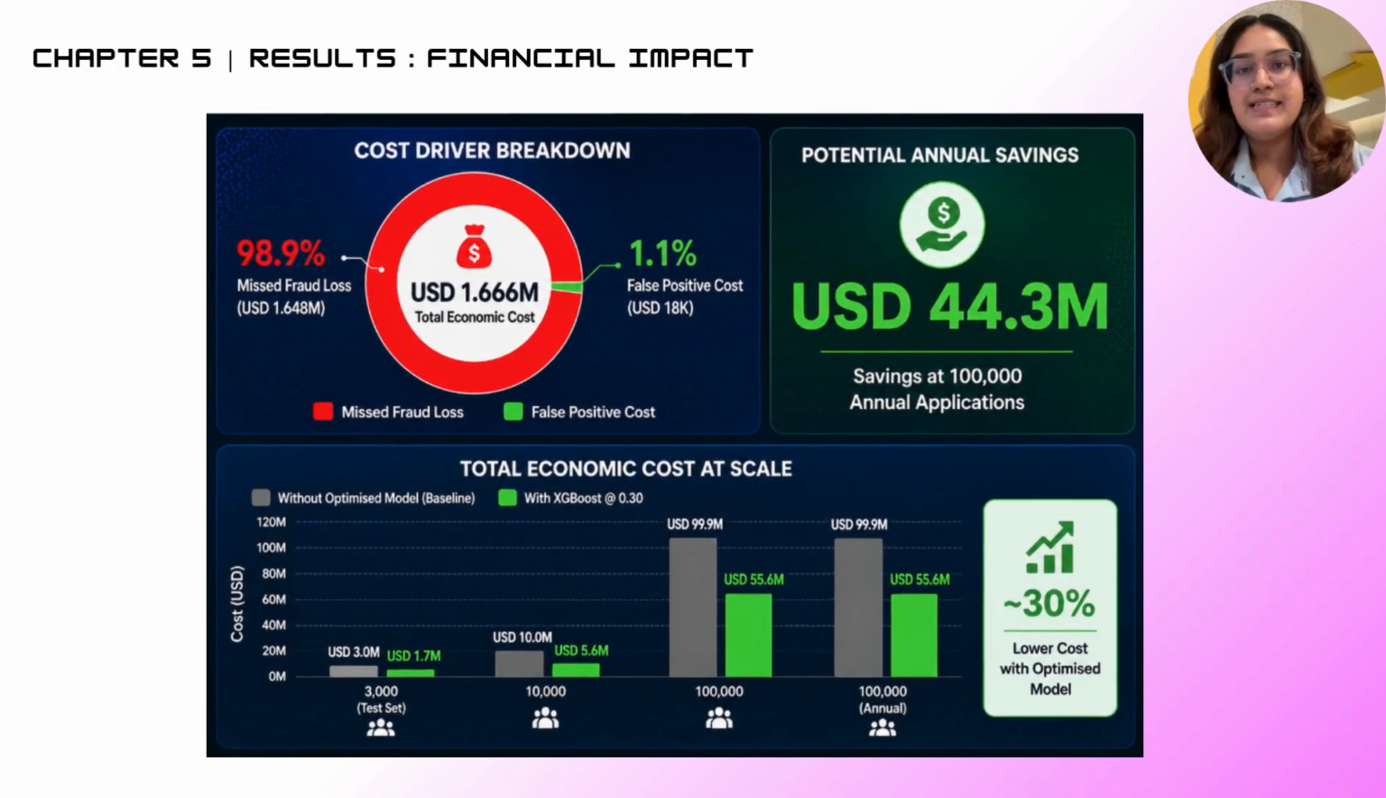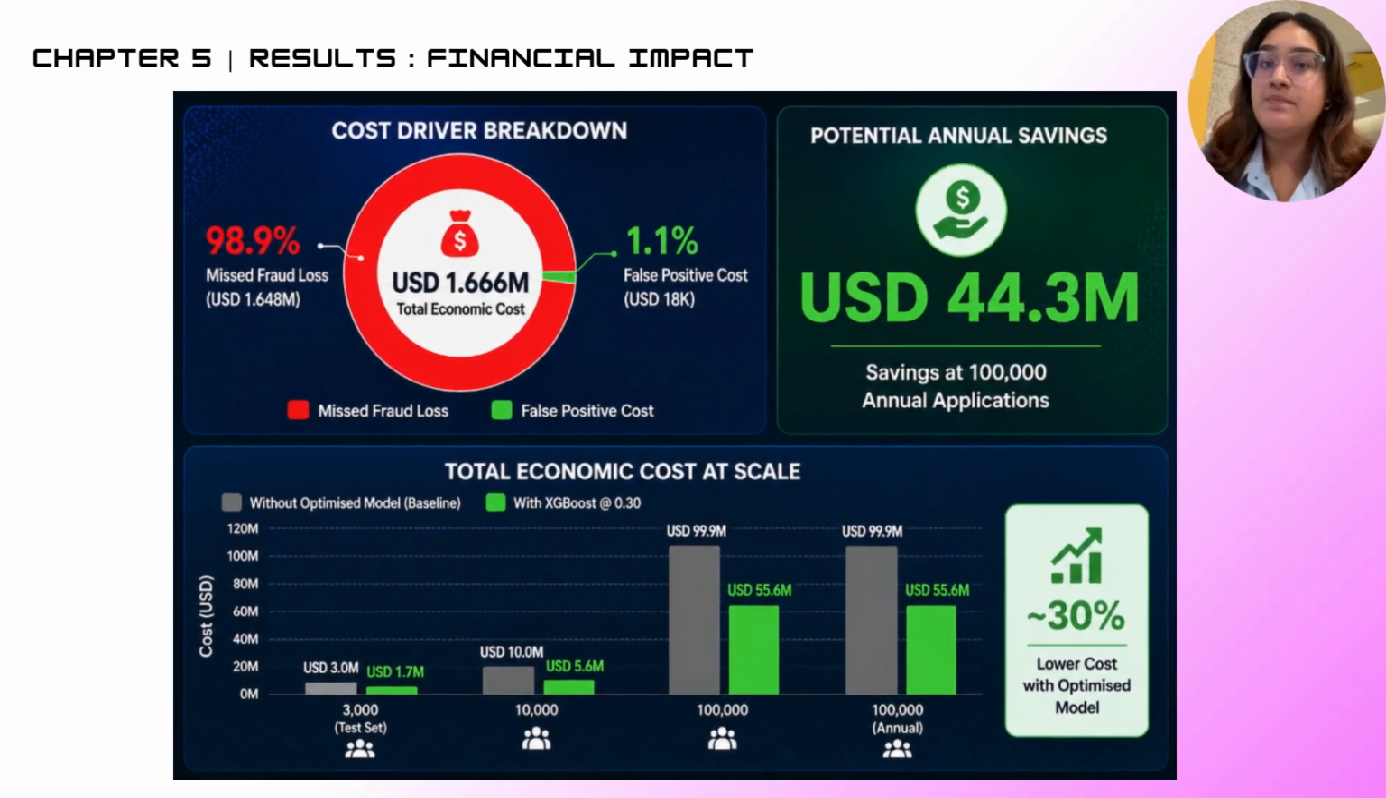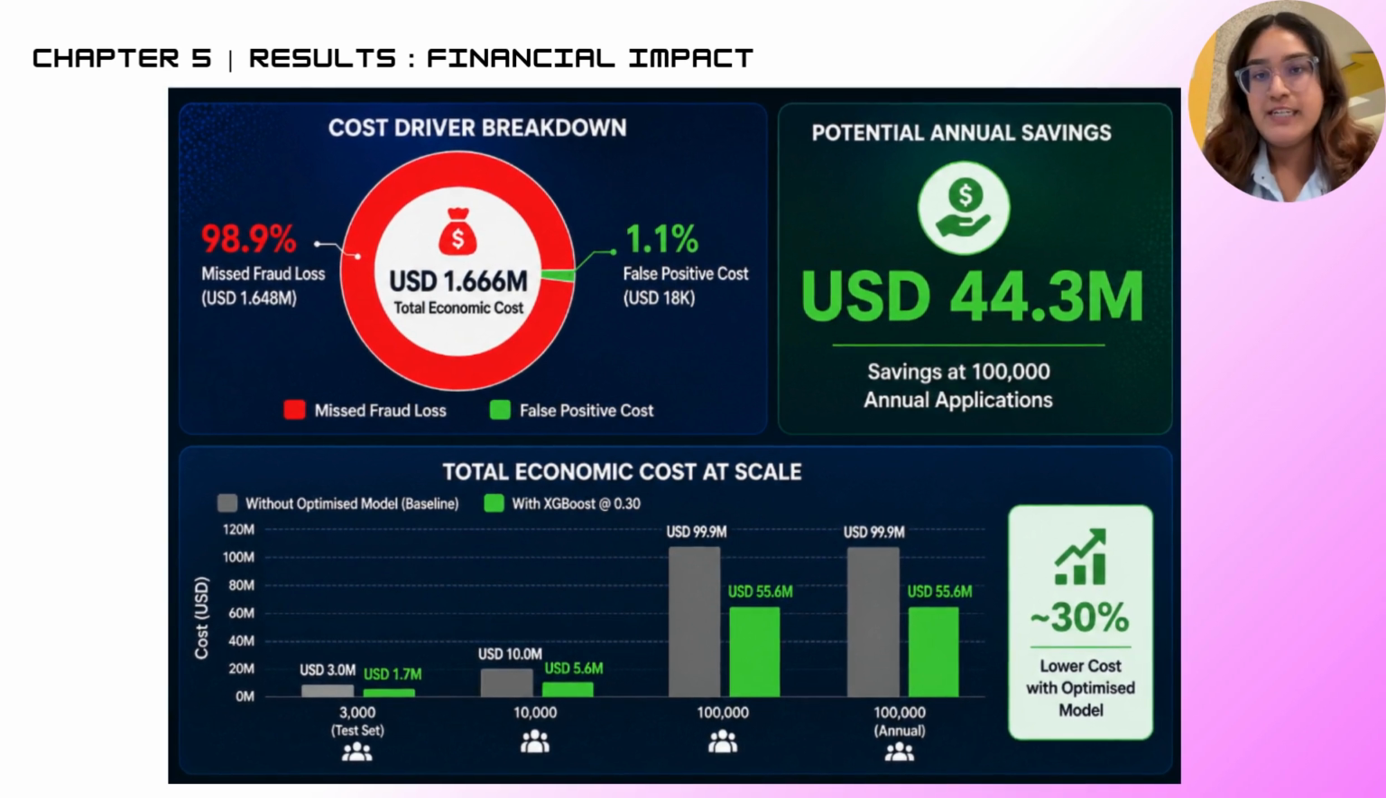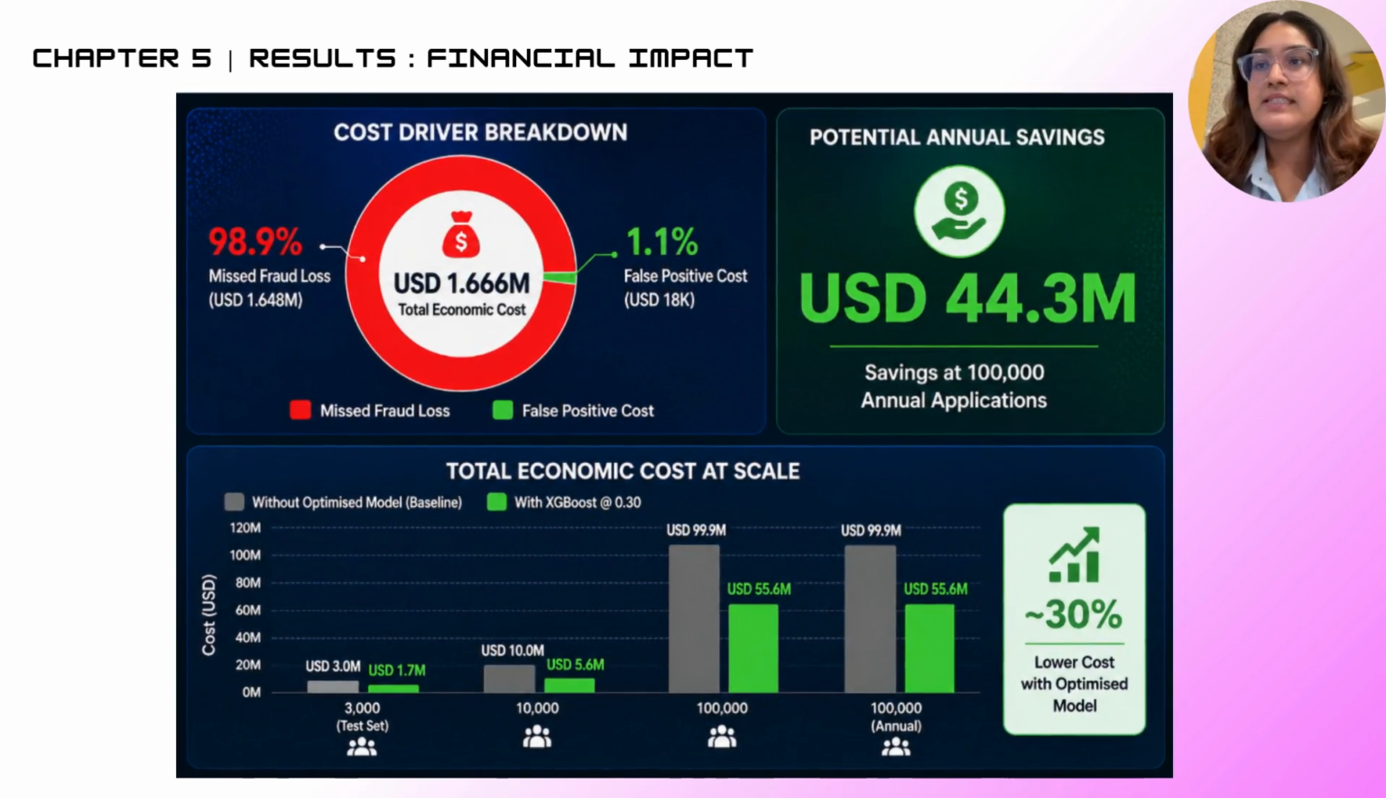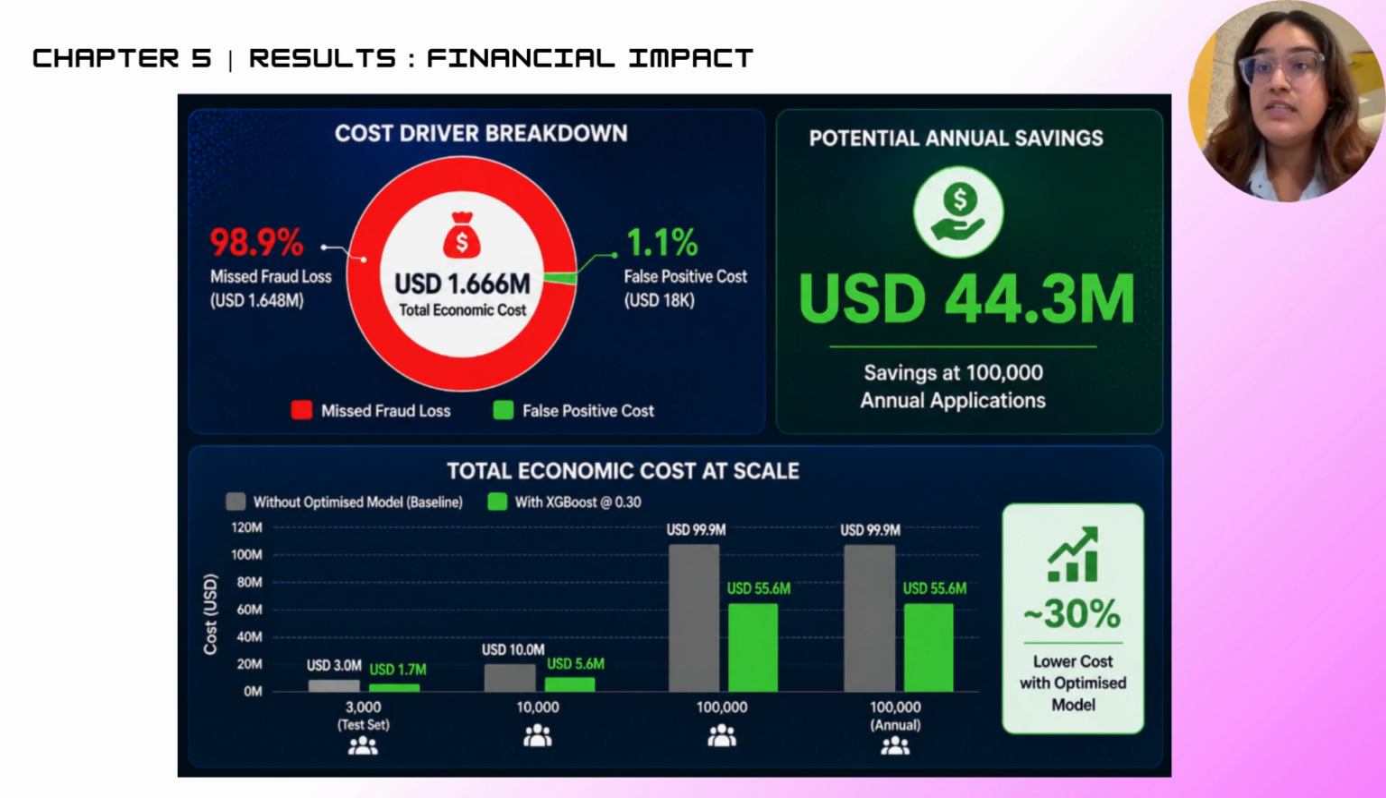Moving on, this slide highlights the financial impact of the optimized XGBoost fraud detection model. The key finding is that the missed fraud cases contributed 98.9% of the total economic cost, while false positive investigation costs remain very low at only 1.1%. Using XGBoost at threshold 0.30 reduced the total economic cost to USD 1.666 million, showing that better fraud detection creates direct financial benefits.